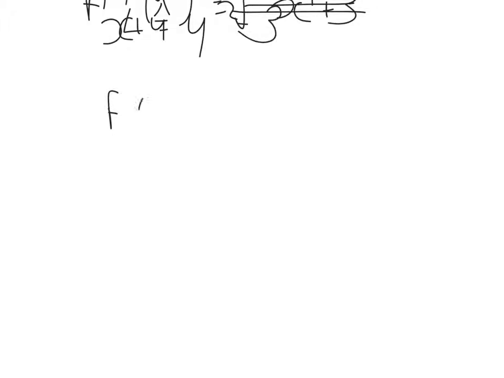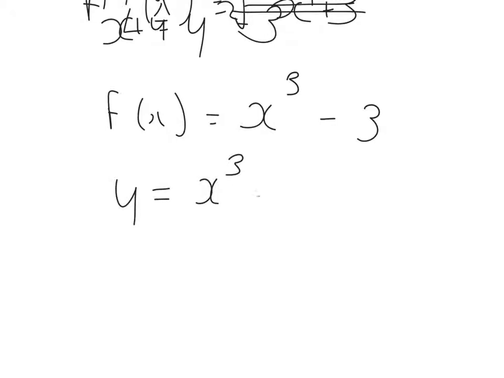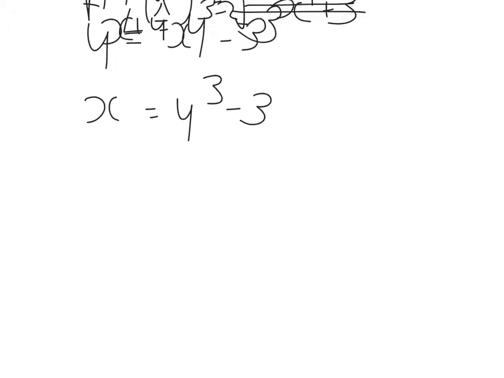Okay, f of x equals x cubed minus 3. So introduce the y and x notation. y equals x cubed minus 3. Swap the variables. x equals y cubed minus 3. Change the subject of the formula to y.